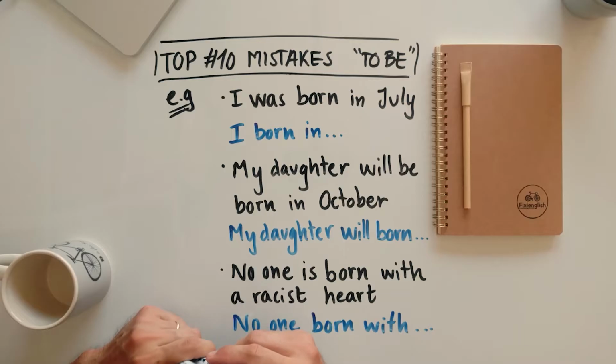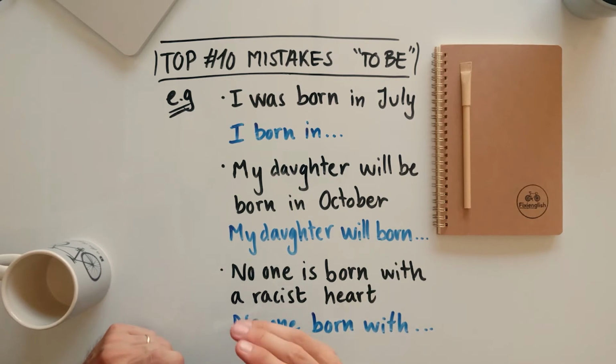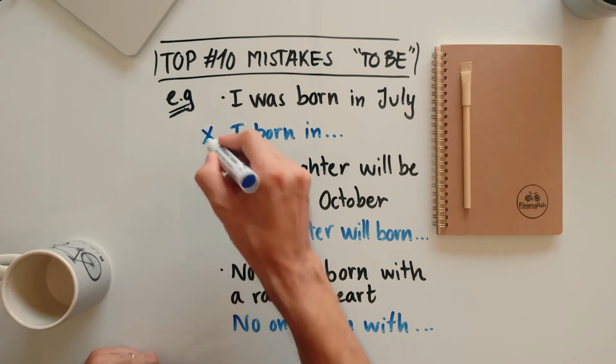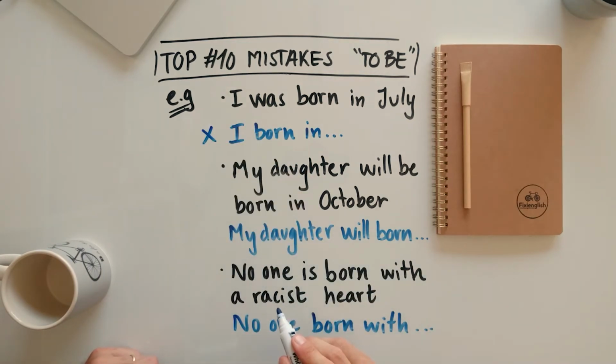So what could be some practical ways to express birth in English? Well, for instance, you could say, I was born in July, using the past form of the verb to be, but you would never say, I born or borned with ed in July. Another example could be, my daughter will be born in October, using the future form of the verb to be, but you would never say, my daughter will born in October. Lastly, you could say, no one is born with a racist heart, but you would never say, no one born with a racist heart.